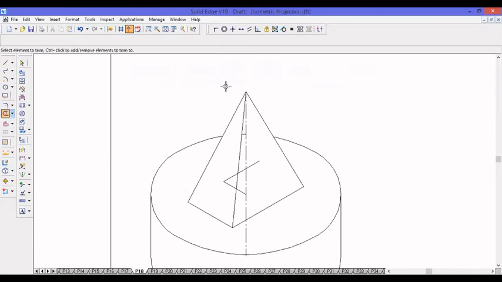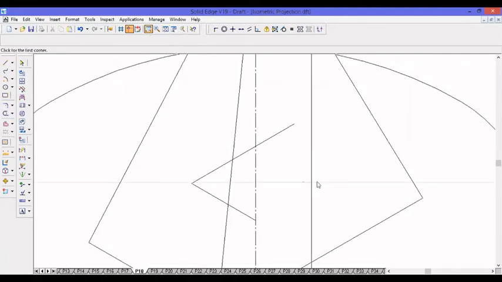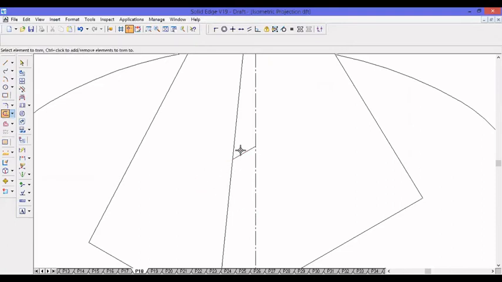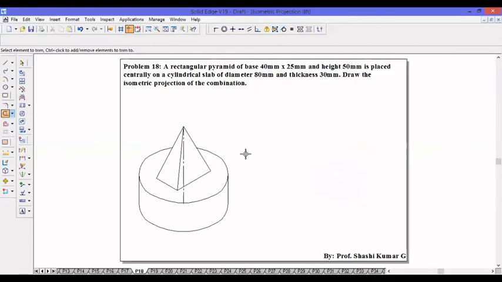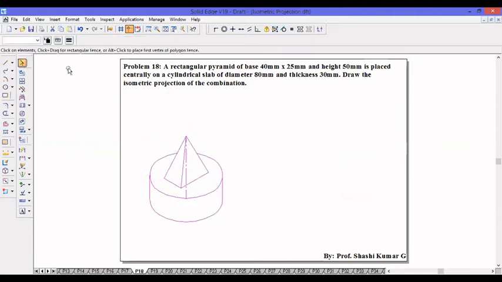The interior part of the cylinder is going to be invisible, and these construction lines are also not required, but don't delete the axis, retain the axis and select the whole thing. Give scale, isometric scale factor 0.816 and line thickness 0.5 mm. Change the line thickness of the axis to 0.13. So this is the solution for problem number 18.